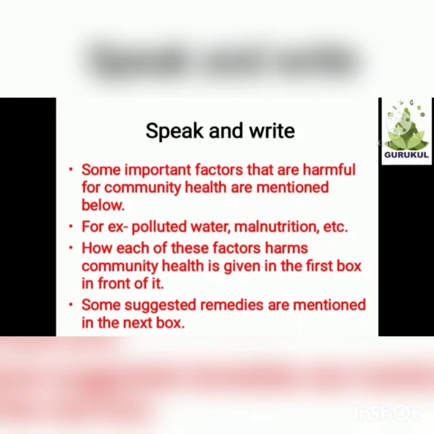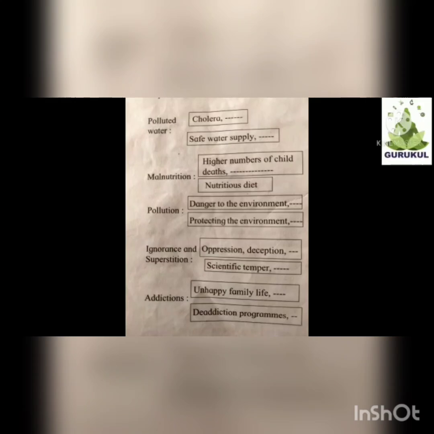So see here, they have given some important factors which are harmful for community health. Then in front of that, in the first box they have given some remedies related to that, and in the second box, they have given some ill effects for the respective factor. Okay, so right now I would like to read it. So every one of you please listen carefully.